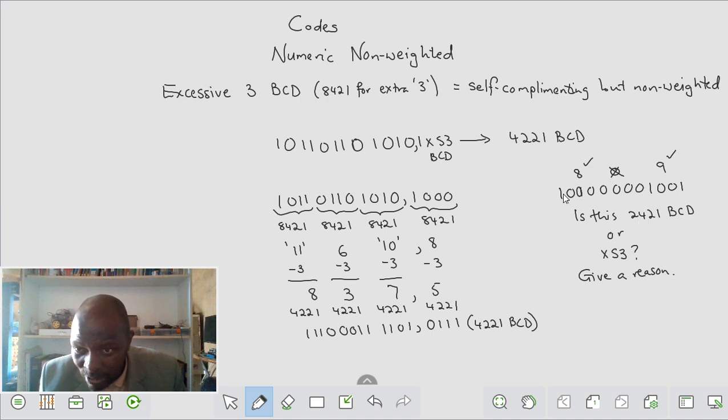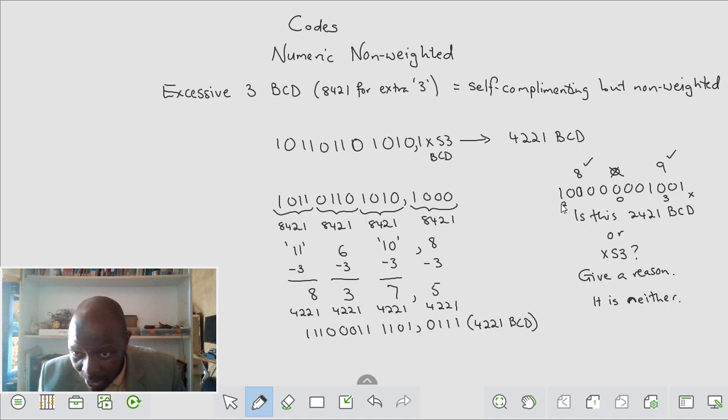Can it be 2, 4, 2, 1? Okay, 2, 4, 2, 1. This would have been 2. So that would have been 0. That would have been 2, 3. And we know, nope, that's not possible. If it was 2, it would have to be the lower order 2. If it was 3, it would have to be the lower order 3. So your answer is, it is neither. Okay, it is neither of them.